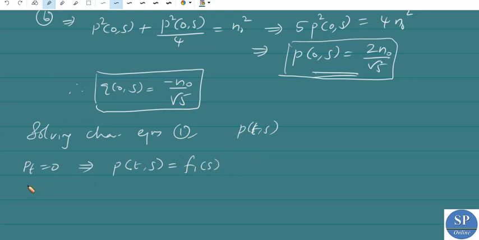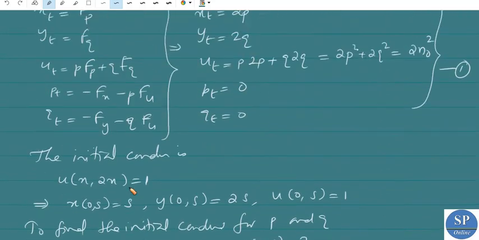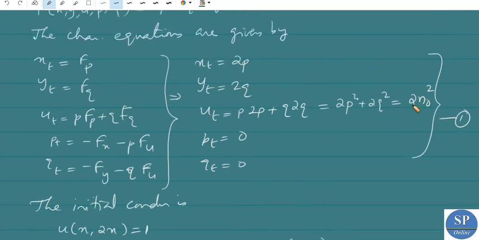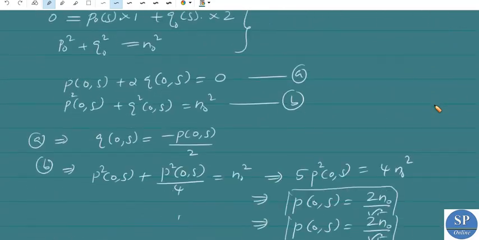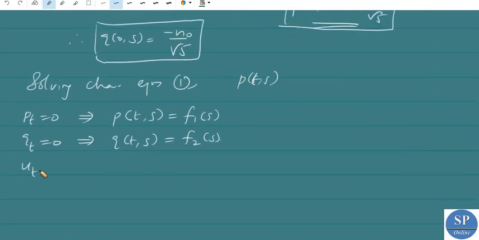Now the last equation was qt equals 0, so q of t comma s is equal to another function of s. The derivative with respect to t equals 0, so q is a constant, and that constant may be a function of s. Now the next equation is the third equation, ut equal to n naught square, where n naught is a constant. That implies u of t comma s is equal to n naught square t plus a constant of integration, that is f3 of s.